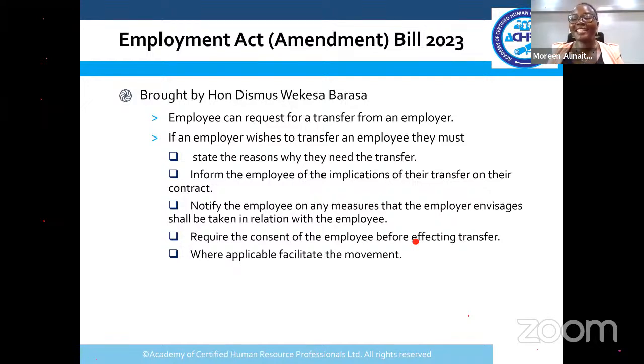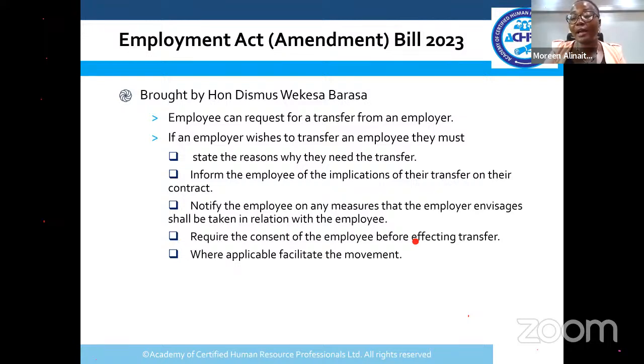They want to change aspects of transfers. I think this one is also targeting the government people, because for private organizations, you cannot force it. This one is also targeting the government entities because people were being frustrated by these transfers. Employees can request for transfer from an employer. That is in just a nutshell what it seeks to bring into force.